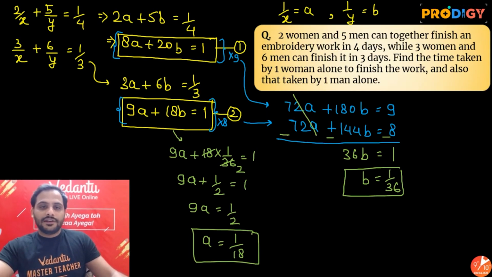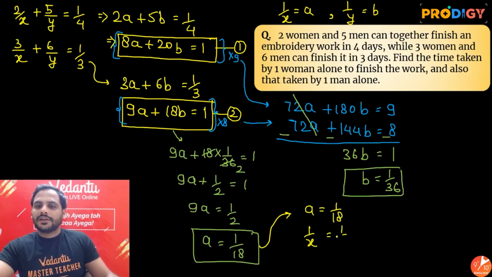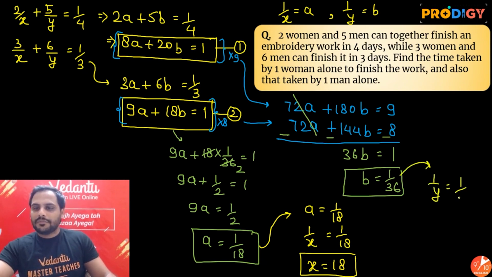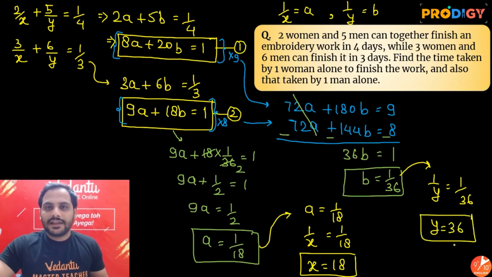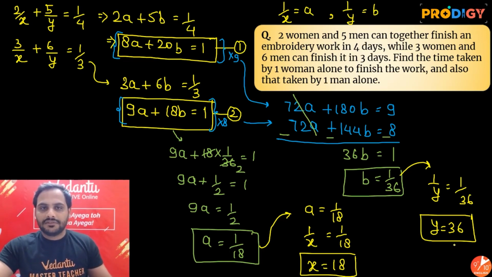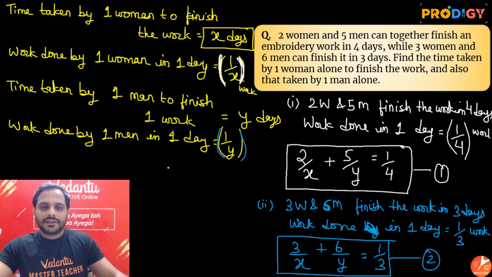We have got the value of a as well as the value of b. Now I know that a we have taken as 1 by x. So a is equal to 1 by 18, which means 1 by x is equal to 1 by 18, so x is equal to 18. Similarly, 1 by y is equal to 1 by 36, so y is equal to 36. x was the number of days in which one woman will complete the work. So one woman alone will complete the work in 18 days.